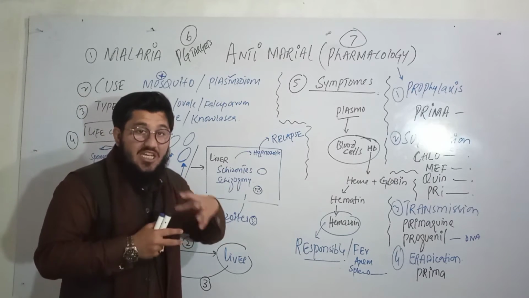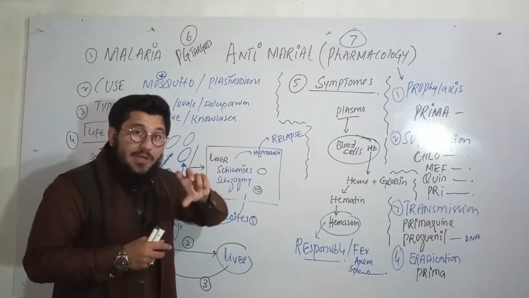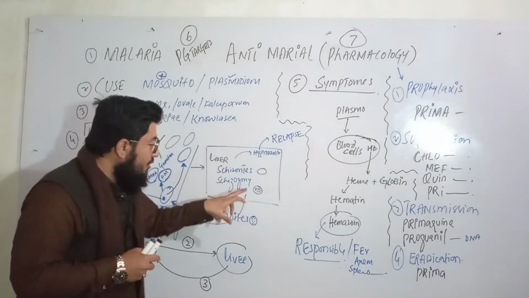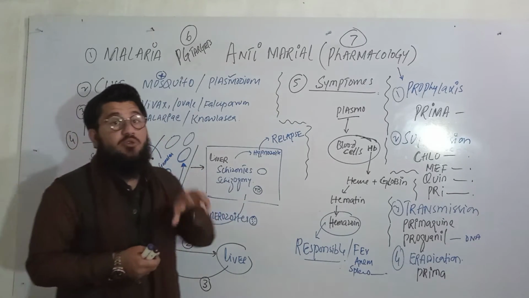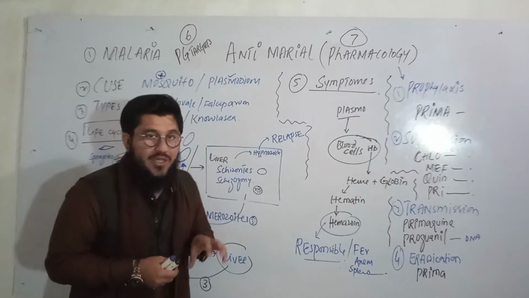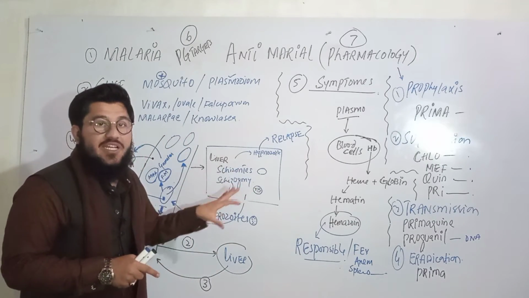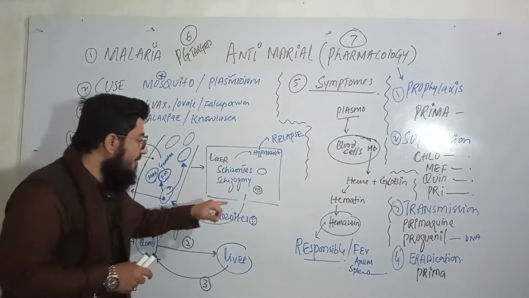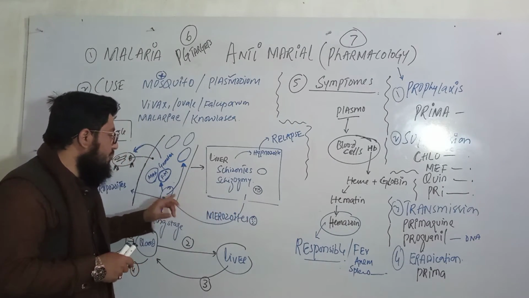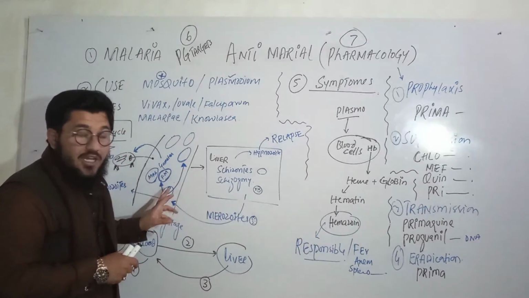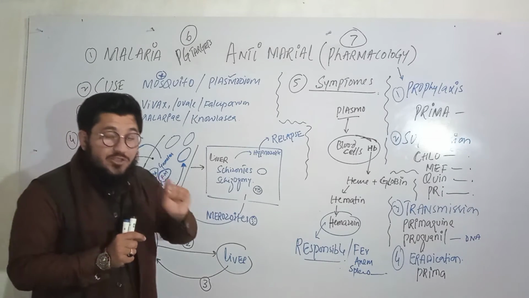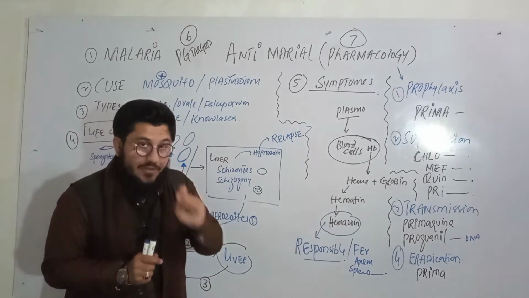Now during this state, multiple nuclei are produced, and those are named merozoites. These merozoites will be released from the hepatocytes, the cells of the liver, and after that they will come towards the blood. And here in the blood they will find erythrocytes, red blood cells.